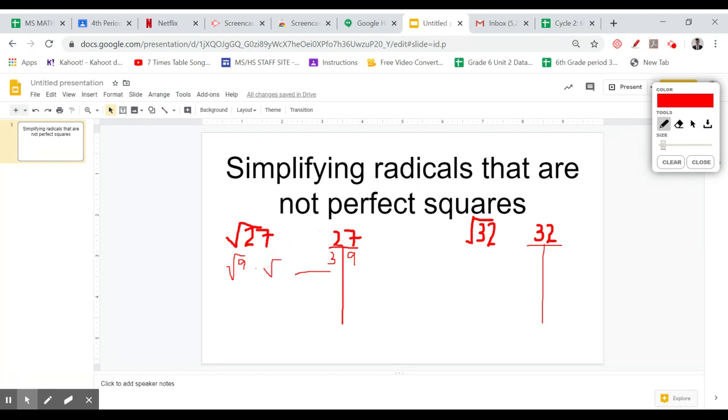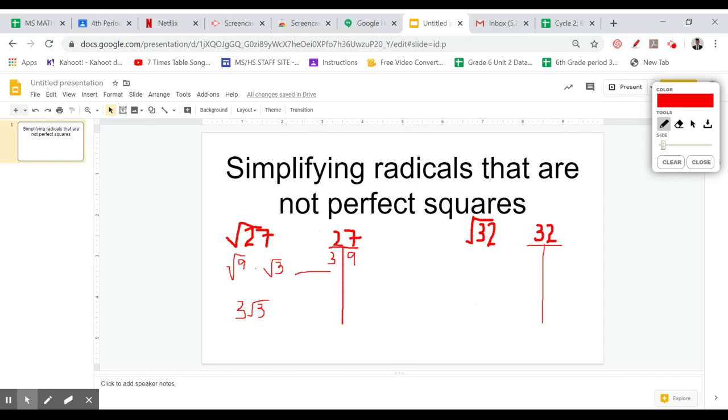square root of 3. The last thing you have to do is simplify the factor that is a perfect square. In this case, we have square root of 9, which is 3. And just affix the remaining factor that is not a perfect square. So the final answer, or the simplified form, of square root of 27 is 3 square root of 3.